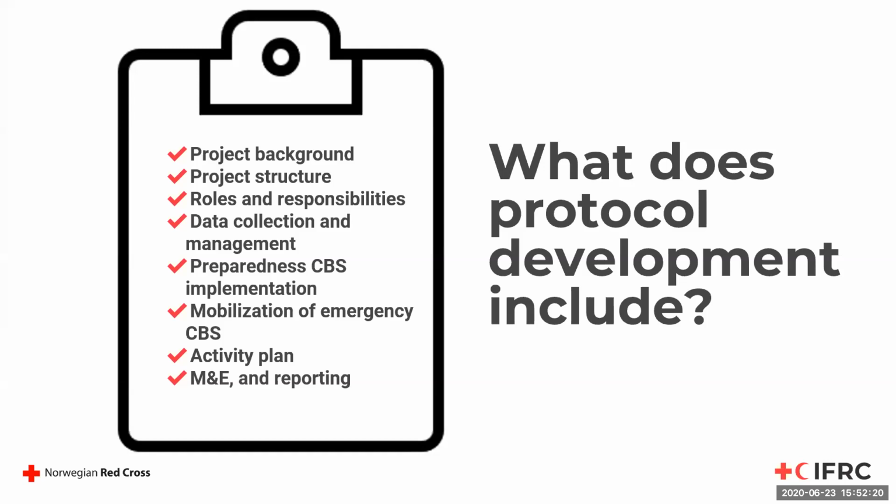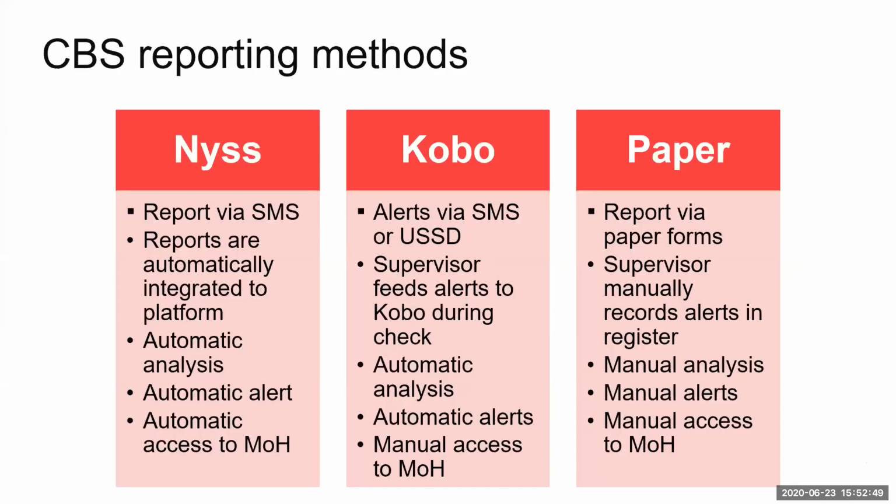Looking at if we're doing preparedness CBS implementation, how will this go within regular programming? How do we make sure it's maintained within our regular health programming? And then how can we scale this up to be part of emergency CBS if we have an outbreak, and then be able to scale it back down to regular preparedness CBS as well, so that it moves within an epidemic curve? Making sure we set an activity plan and M&E and our indicators, and what are we actually really trying to do?